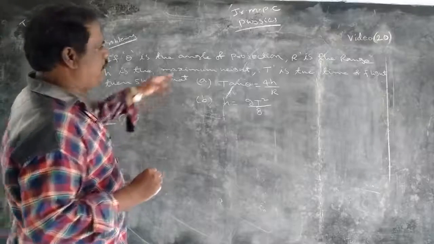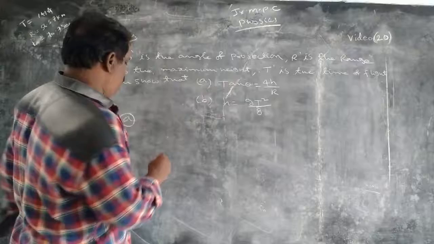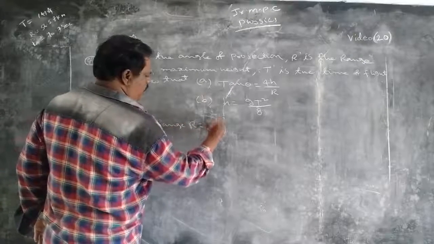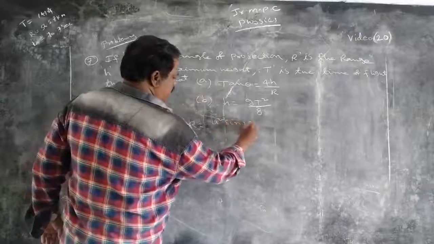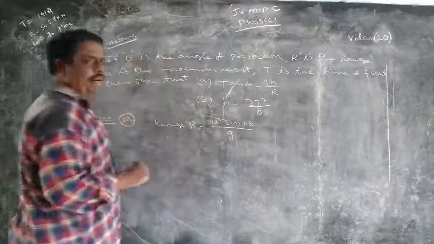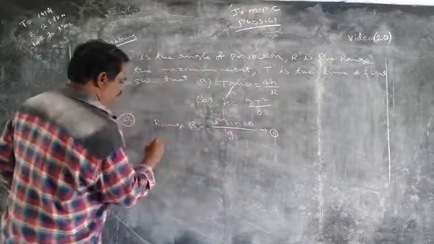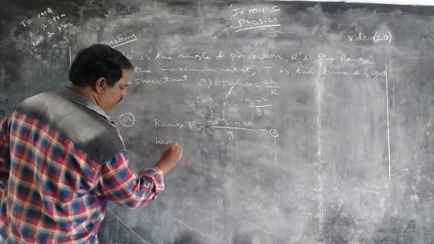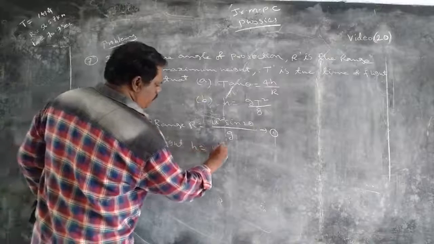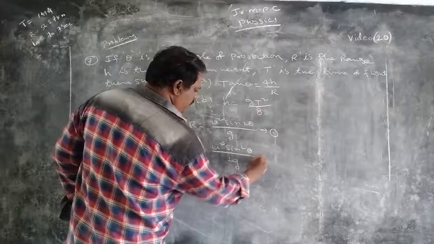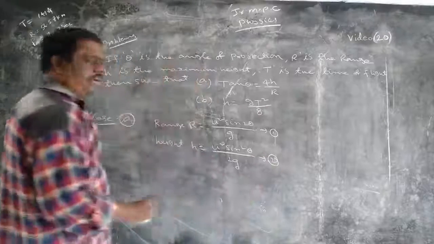The formulas for range. What is the formula for range? R is equal to u square sin 2 theta by g. This is the formula for range. That is equation number 1. Formula for height: H is equal to u square sin square theta by 2g. This is the formula for H.